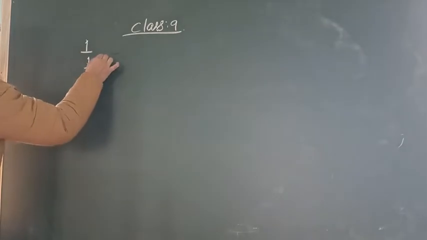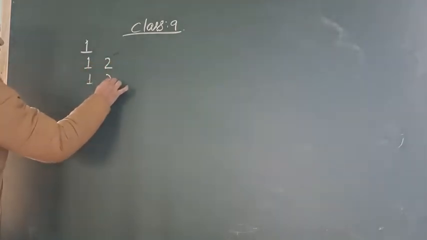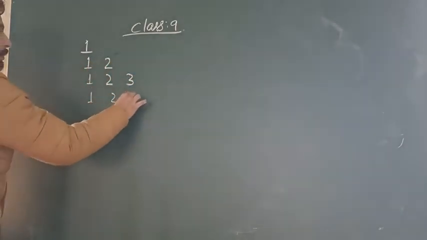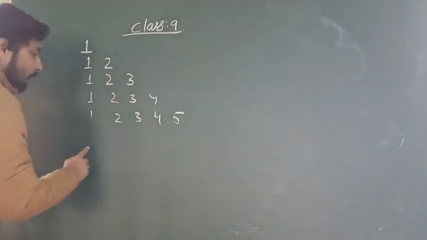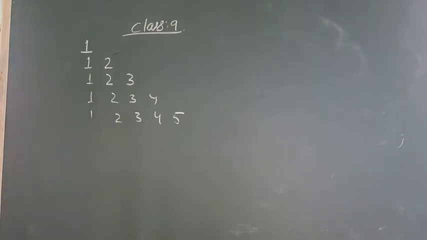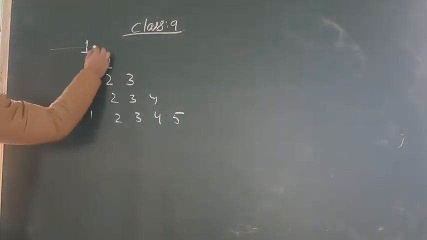So 1, 1 2, 1 2 3, 1 2 3 4, 1 2 3 4 5. This is your pattern based question, and this can be done with the help of a nested loop. Nested loop means a loop inside another loop. That means we have two loops, one is the outer loop and one is the inner loop.